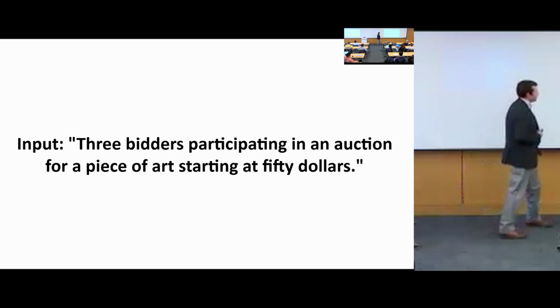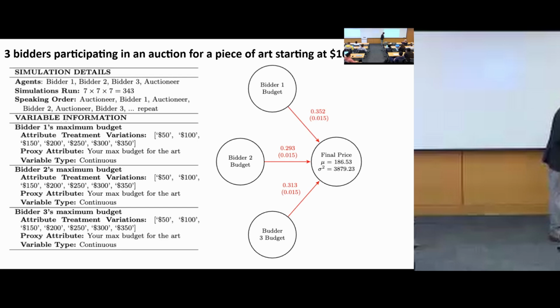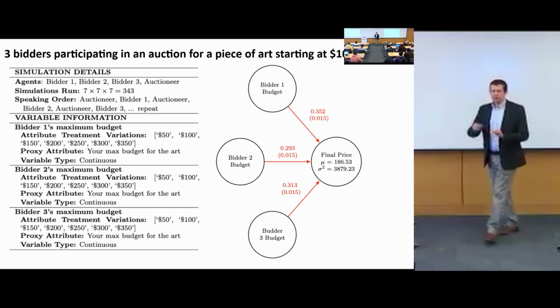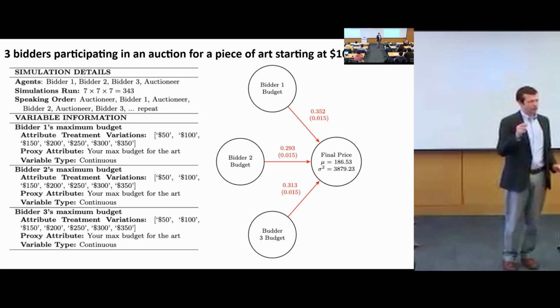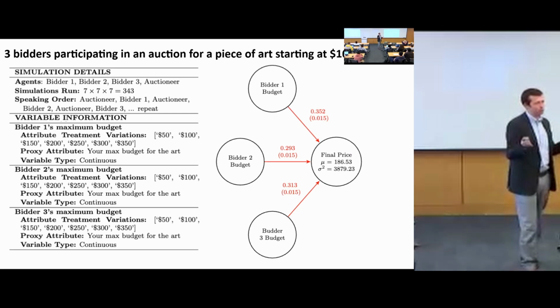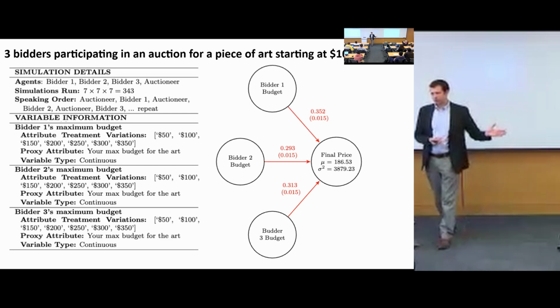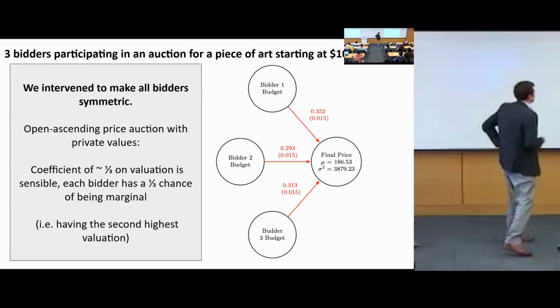So in this one, the input was 3 bidders participating in an auction for a piece of art starting at $50. And here we actually reached in and made all of the buyers symmetric. This is not what it generated. It gave different buyers different valuation distributions, and we wanted them symmetric so we could more closely tie it to bargaining theory. So this is a case where we came in and changed things. We made them all symmetric.